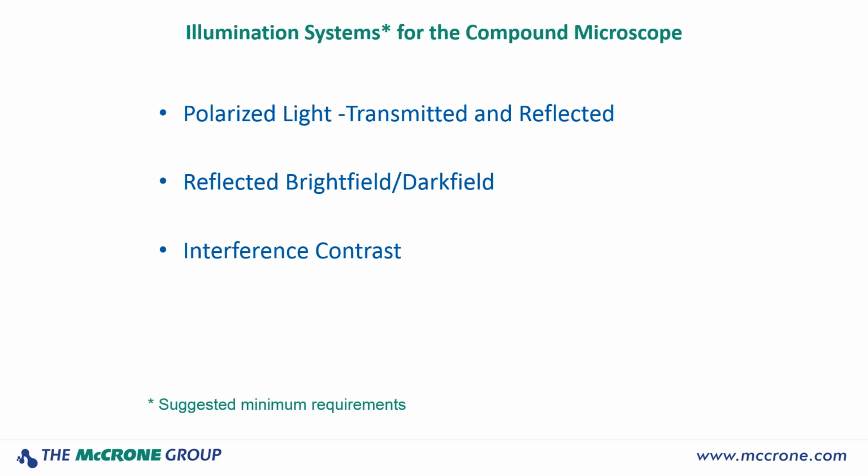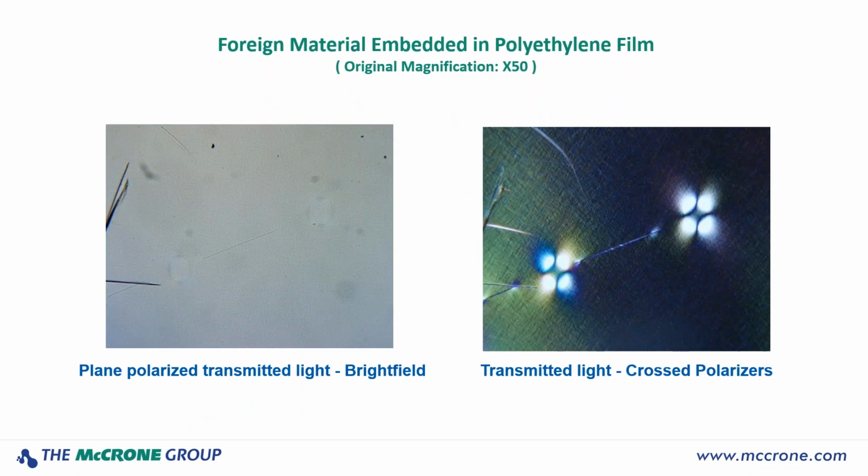Reflected bright field and dark field imaging. Interference contrast imaging. And finally, the fluorescence imaging. So I'll go through some examples of these, and this is by far not a complete list of illumination or lighting systems for the compound microscope. There are many, many different accessories that can be put into place here to enhance or alter how you're looking at things with different lighting conditions.